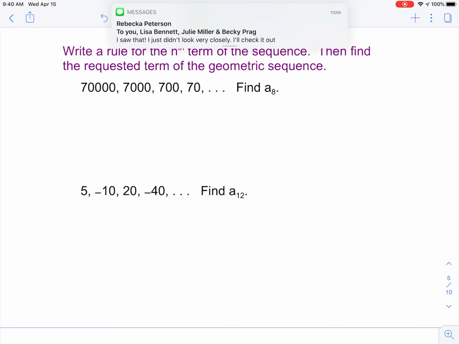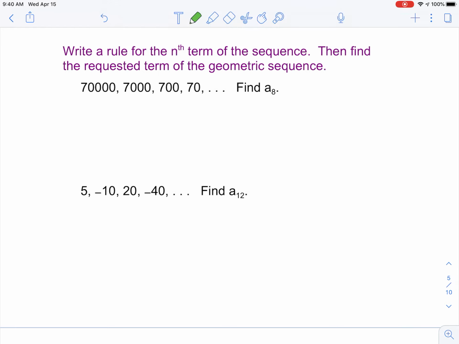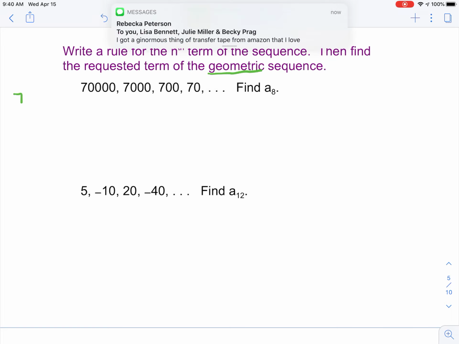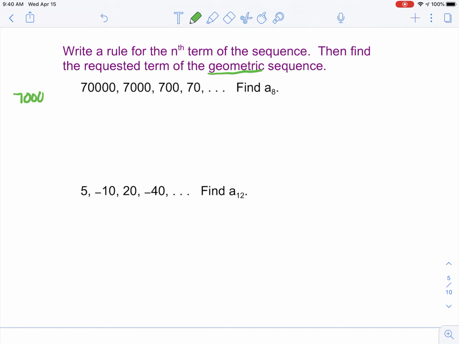All right, so we are going to write the rule for the nth term of the sequence, then find the requested term of the geometric sequence. The first thing I have to do, since it told me it is geometric, is find my R. To get my R, I take my second term divided by my first term. When I do that, I get 1/10. So I know that R equals 1/10.